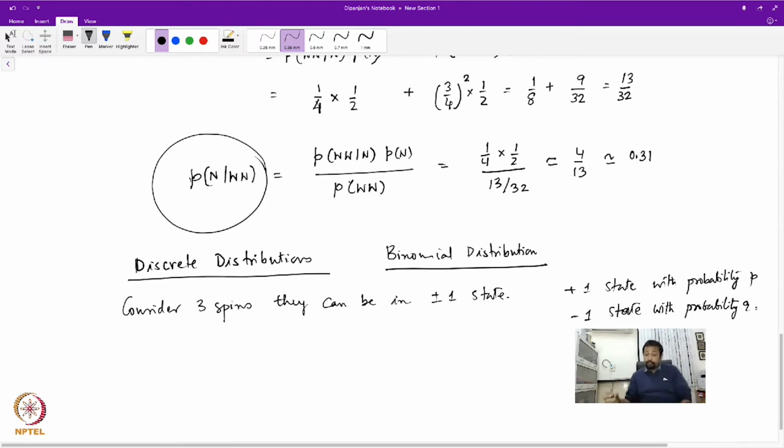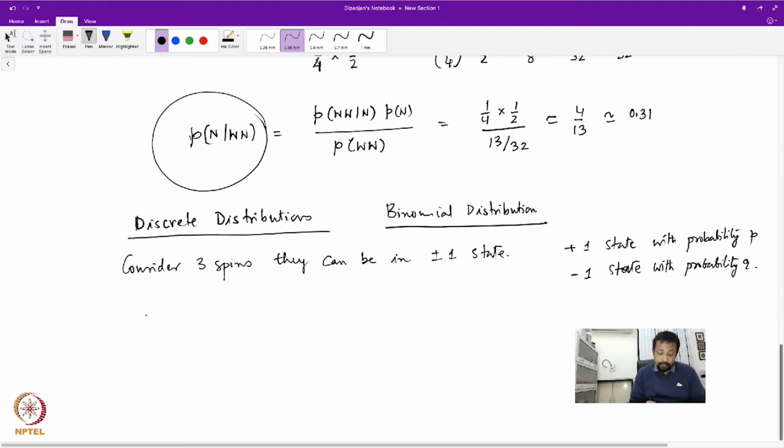So what are the possible configurations? Let's see. All 3 of them can be in the up state. 2 of them can be in the up state, 1 of them can be in the down state. And that can happen in 3 configurations, as you can see.